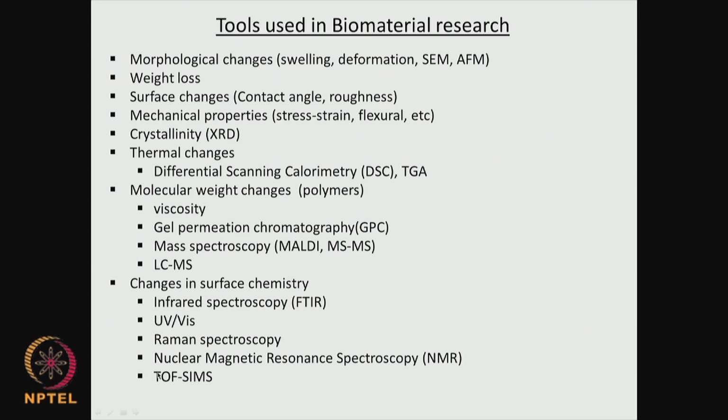secondary ion mass spec, time of flight secondary ion mass spec. So if you are bombarding a surface with electrons, the ions that are produced are called secondary ions, so we try to characterize them. So you see a lot of these tools, for physical and chemical changes that are happening to your biomaterial, surface changes, bulk changes, all these. Now in addition, we need to understand the biological changes that are happening.